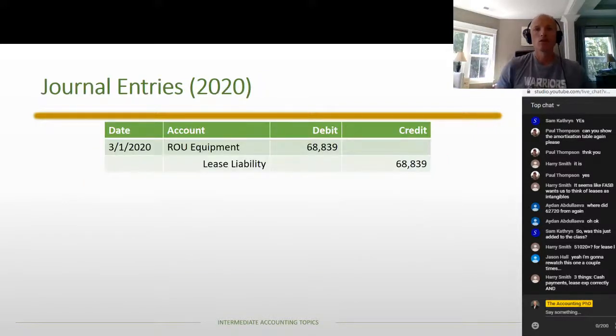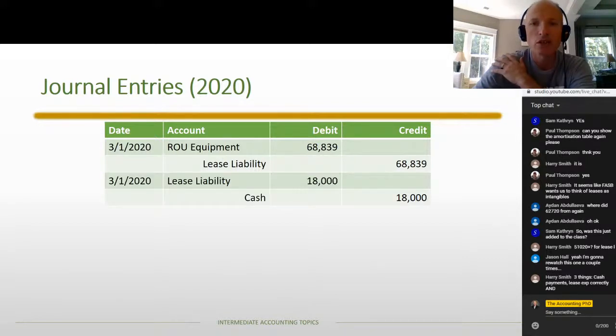All right, so the initial journal entry, this does not change. Whether it is an operating lease or whether it is a finance lease, the initial entry is exactly the same. You debit the right of use piece of equipment for the present value of the minimum lease payments, and you do the same thing for the lease liability, the present value of the minimum lease payments.